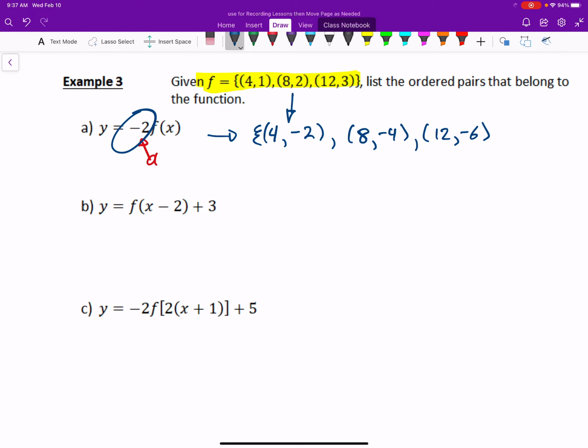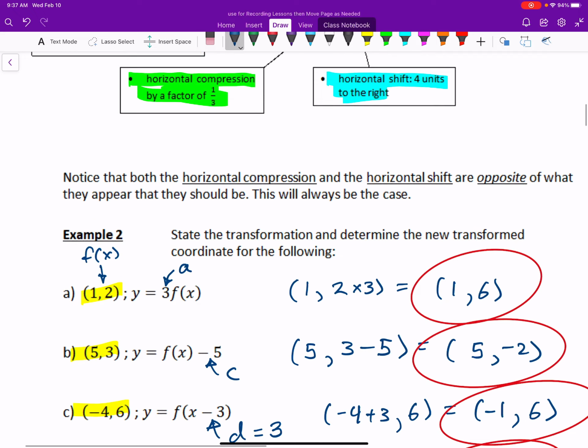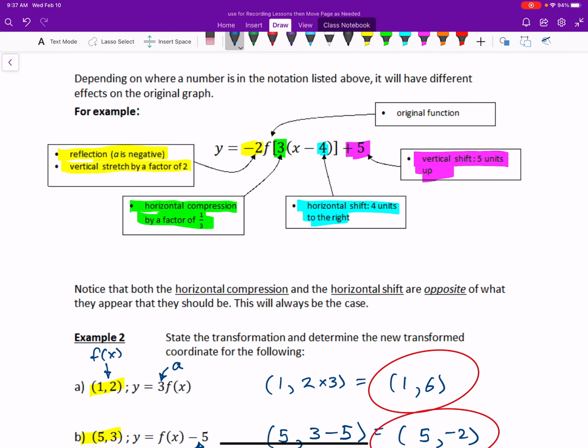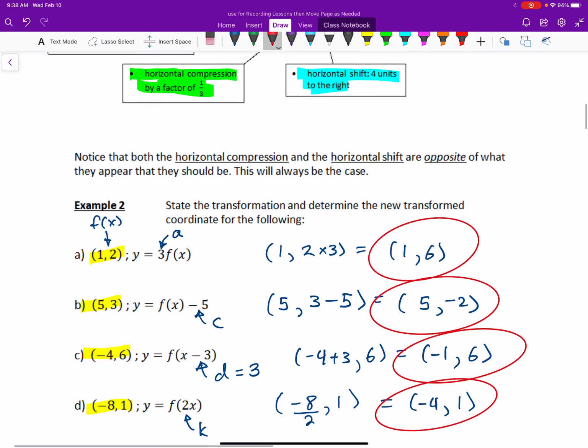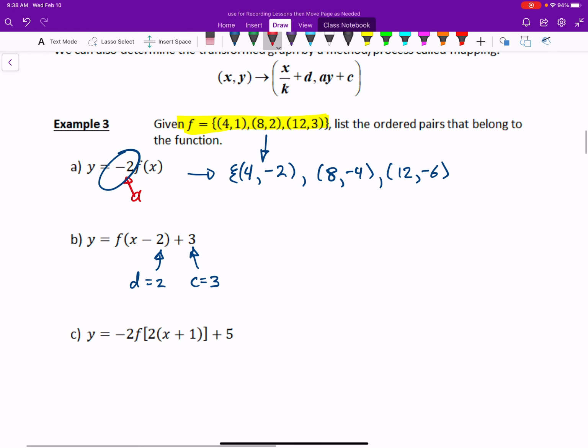Okay, what's going on in B part? Well, I see two things going on at once. I see that there's a D value of 2, and there's a C value of 3. Again, I can tell what they are by where they are. Keep referring back to this formula here. This formula is going to remind you of where you find the different values of A, K, D, or C. There we go. It's going to put that in a box. All right, so back to this one.